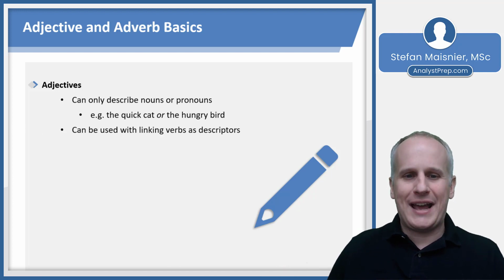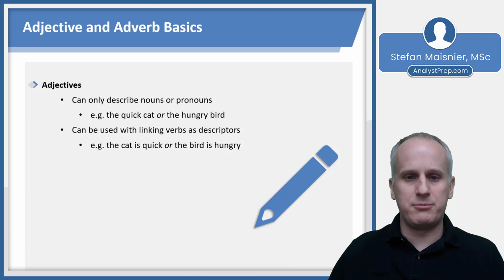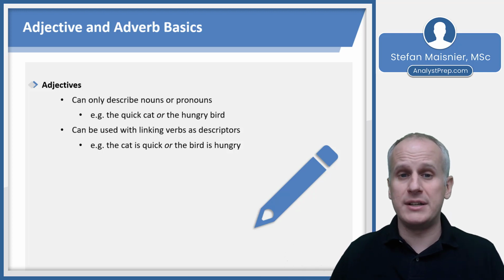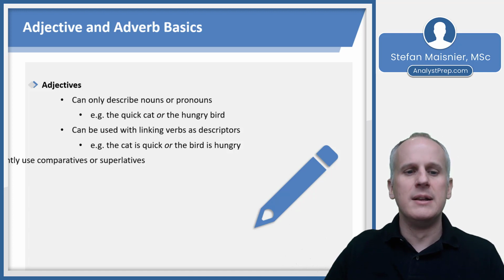You can use adjectives with linking verbs and create descriptors. So basically, the thing that the subject or object is. So the cat is quick, absolutely fine in English, and the bird is hungry is also equally acceptable. So both of those options work as well.